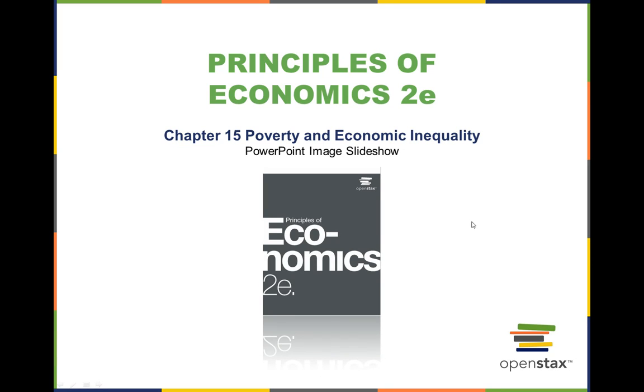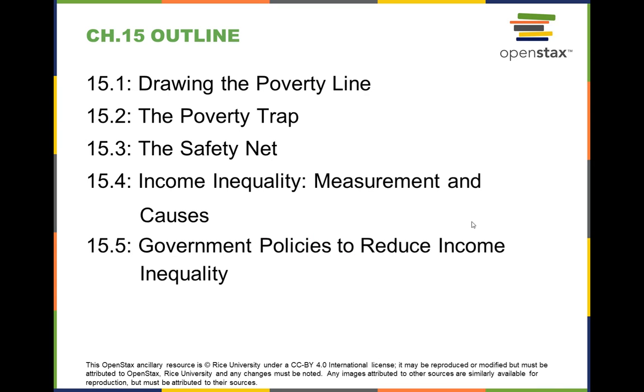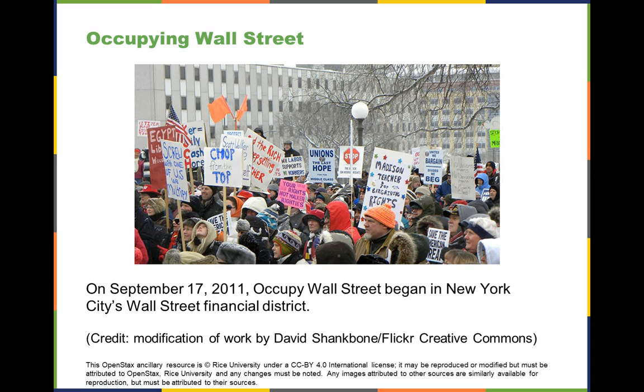And this is part of Honors Economics Unit 2, Public Sector Economics. So in this presentation, I'll be talking to you about the poverty line, what's known as the poverty trap, safety nets, which are meant to capture people from falling into poverty or at least pull them up out, income inequality, measurements and causes, and government policies to reduce income inequality.